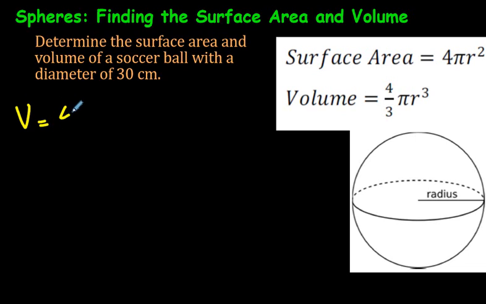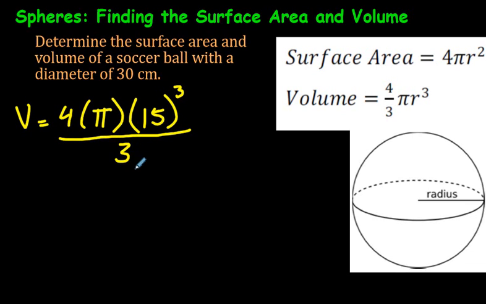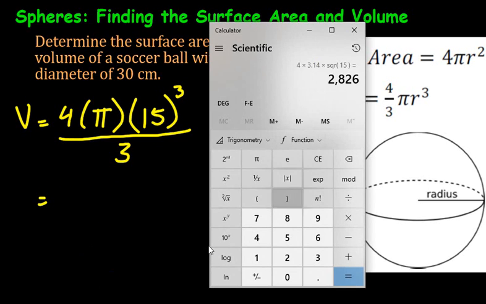So the volume is 4 times pi, which is 3.14, times the radius, which is 15. We already figured that out before. But instead of squared, we're going to write cubed here because that is the formula right there. And when we're done, we're going to divide by 3. And like I said before, you could go 4 divided by 3 times 3.14 times 15 times 15 times 15. You would get the same answer. However, I'm just going to do it this way that I have written down.